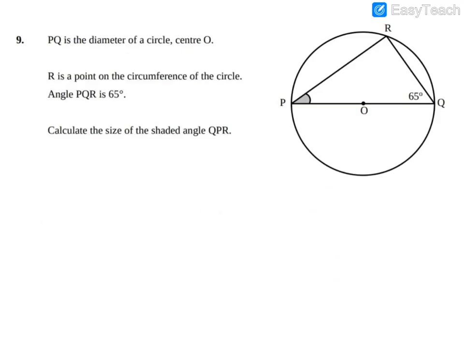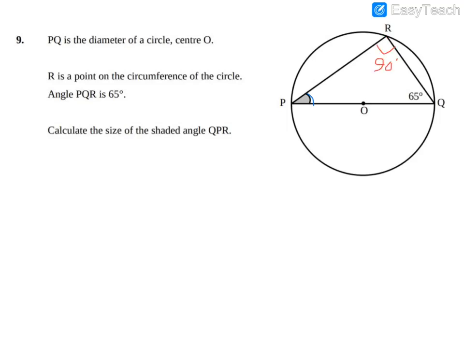PQ is the diameter of a circle. R is a point on the circumference of a circle. Angle PQR is 65 degrees. Calculate the size of the shaded angle QPR. So QPR is this one, right? Now, do we remember our fact about angles in a semicircle? If I've got this diameter cutting my circle in two, then this angle up here at the circumference has to be a right angle. It's got to be 90 degrees.